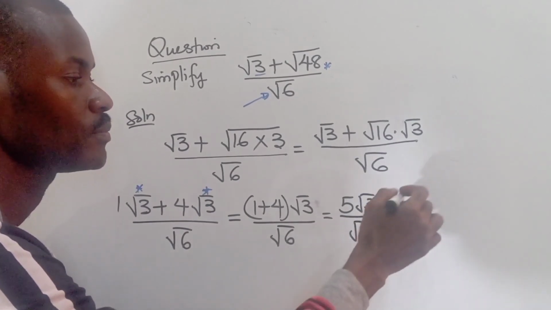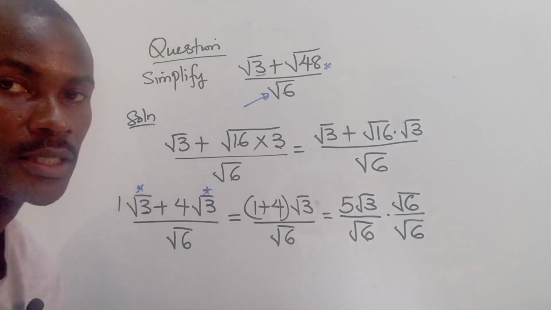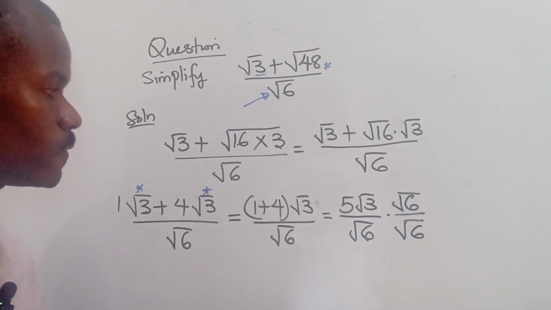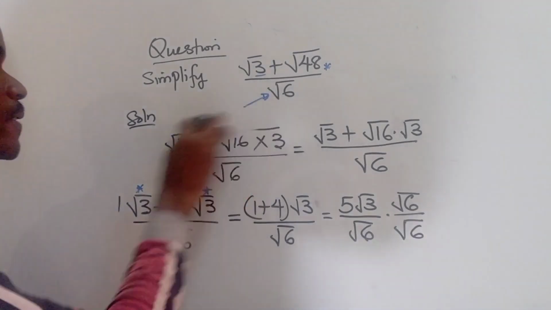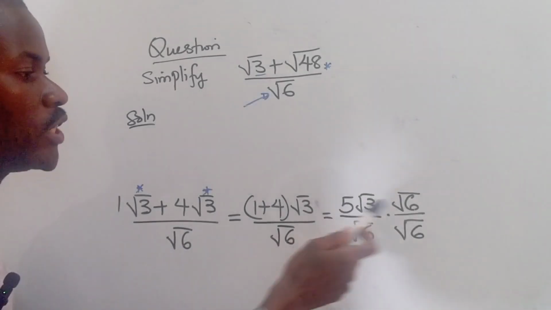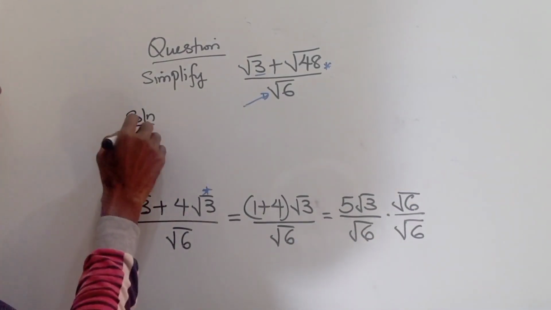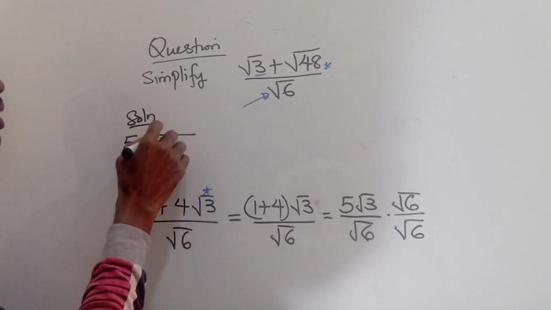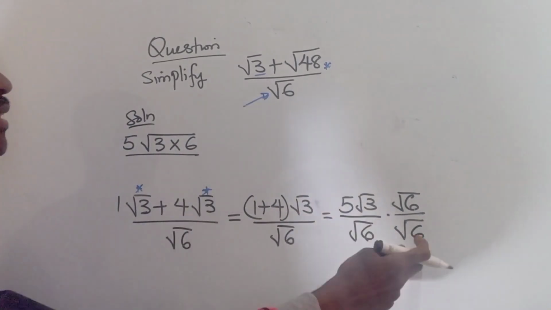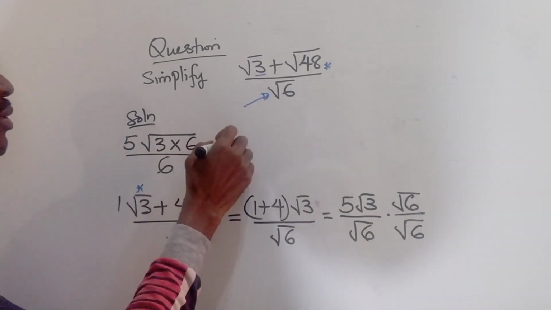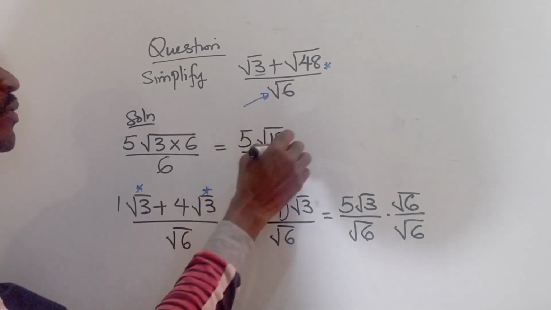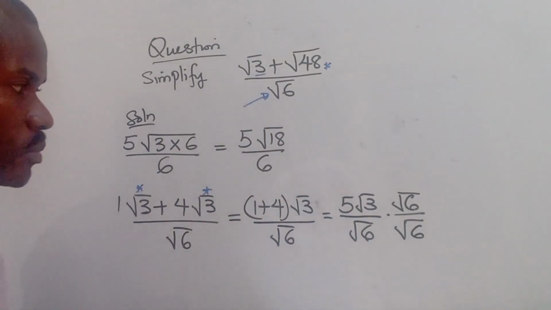So I have root 6 here and root 6 at the numerator. If we multiply that, what will that give us? Now we can merge these two, so we have our 5, root 3 times 6 divided by, now this multiplied by this is going to give us 6 at the denominator, so this is going to be 5 root 18 divided by 6.